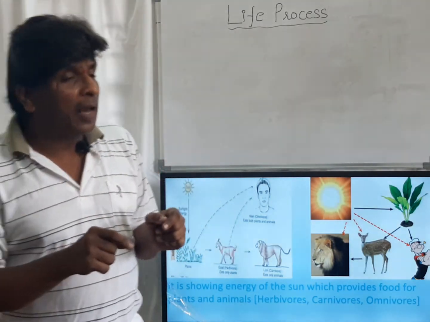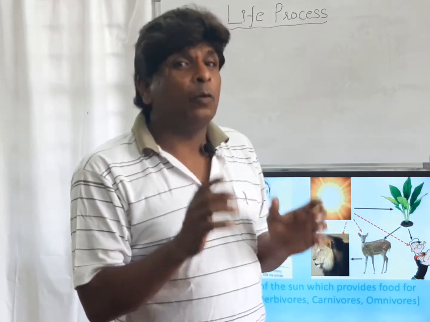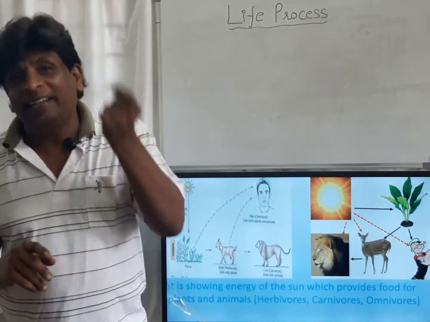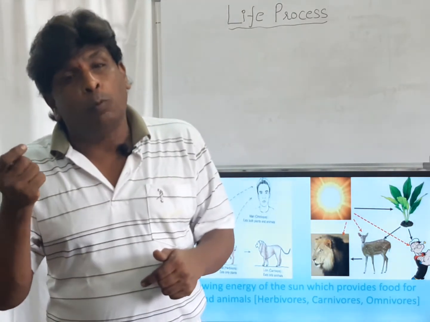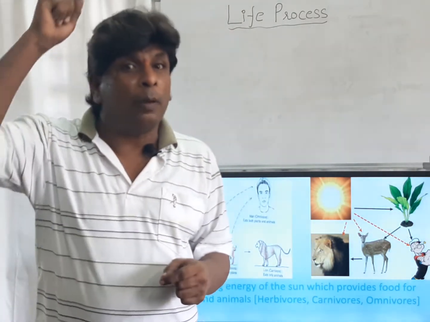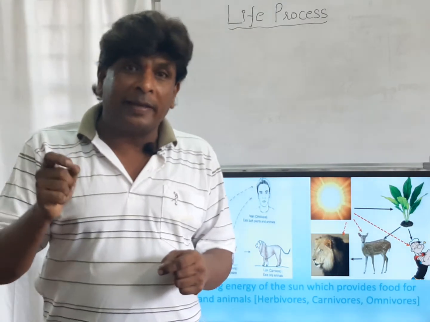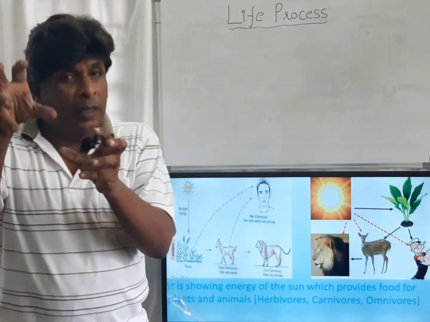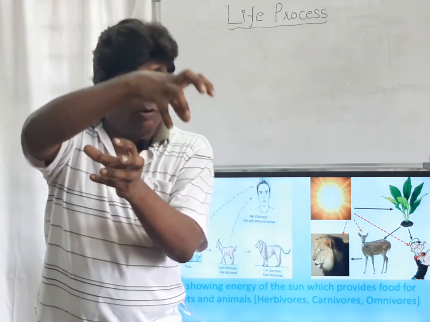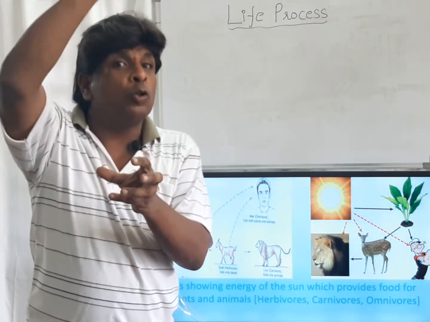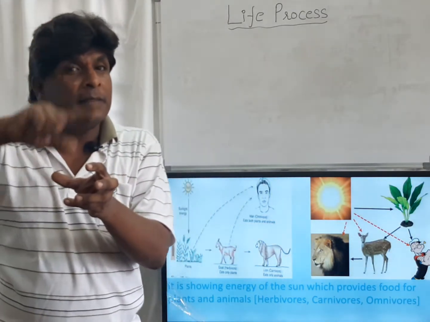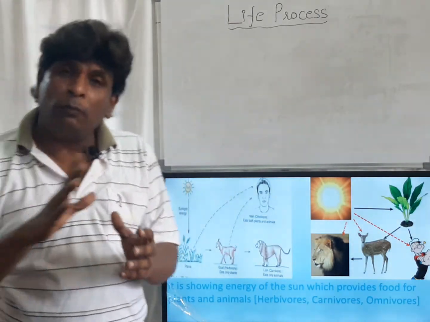Okay. If they are carnivorous, meaning only non-vegetarian, they are eating other animals, they originally depend on the sun for their food, because they are eating other animals. Those other animals again depend on plants. That plant depends on sunlight. So sunlight is necessary for carnivorous animals also.